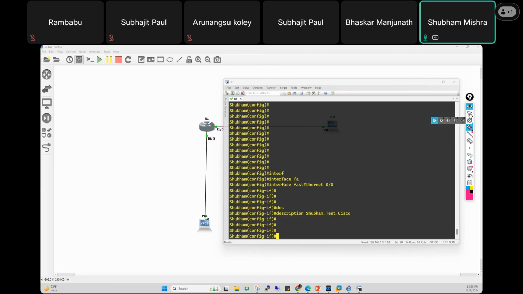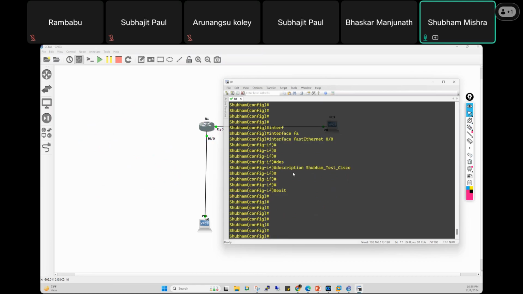Clear, everyone? Now, for example, right now we are in the interface mode. How can you go back to the global configuration mode? Same command, guys: exit. Fine. Now, I configured the description for this interface. Now again, why do we generally need the description?